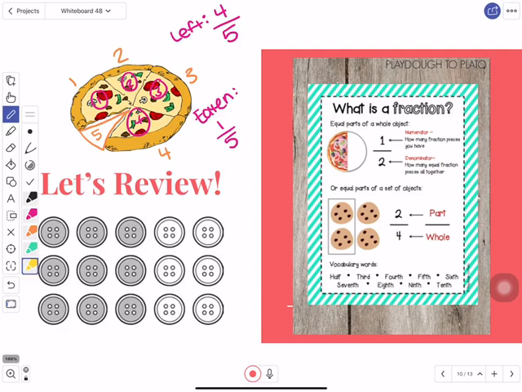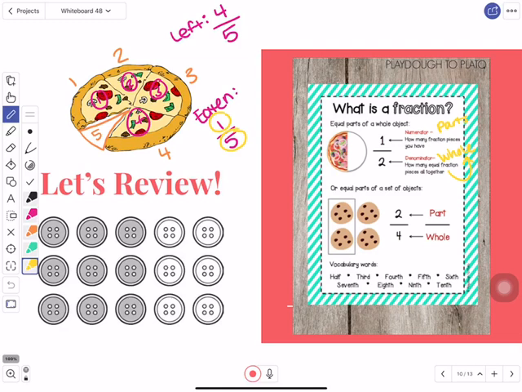The numerator is how many parts of the whole you're talking about. The denominator is how many equal parts make up the whole. So here we have 5 equal parts that make up the whole pizza, and we have 1 equal part that has been eaten. Now we can also look at fractions in terms of a set of objects.